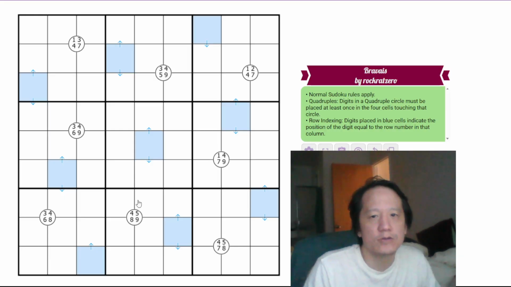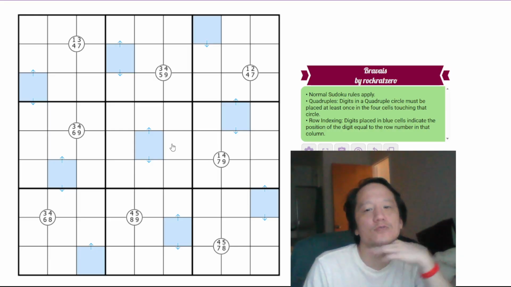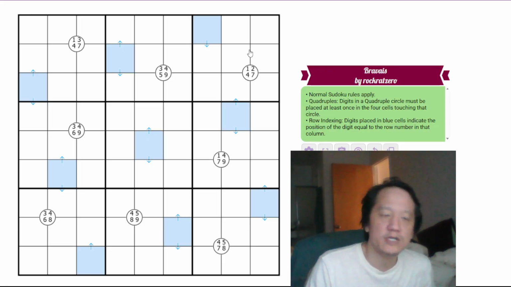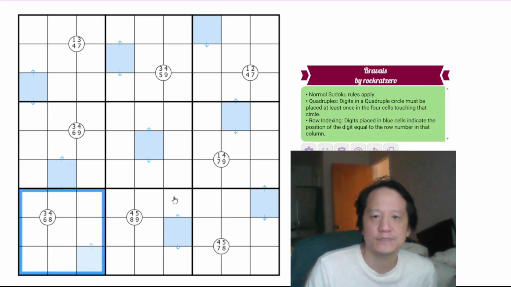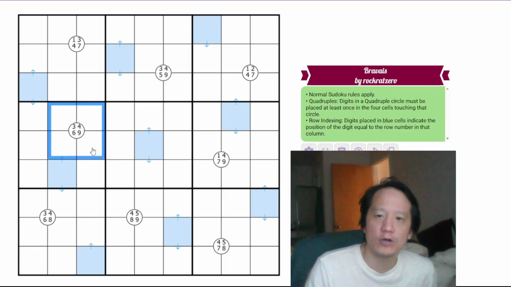And here are the rules. Normal Sudoku rules apply, which means in every cell in this grid, place a single digit from 1 through 9 such that there are no repeats in any row, column, or designated 9-cell region, which in this case is a box. We have quadruples, where digits in a quadruple circle must be placed at least once in the 4 cells touching that circle.